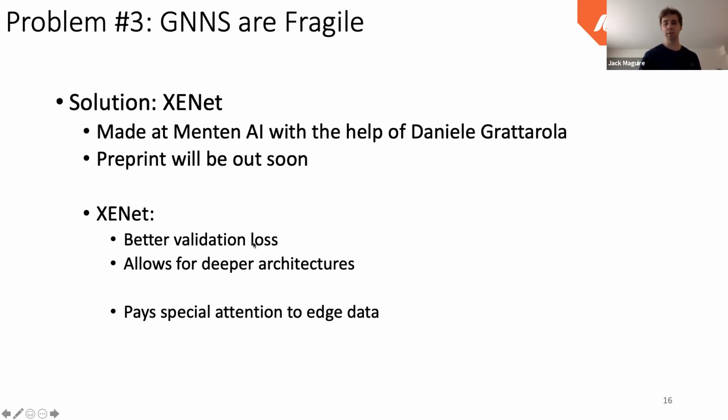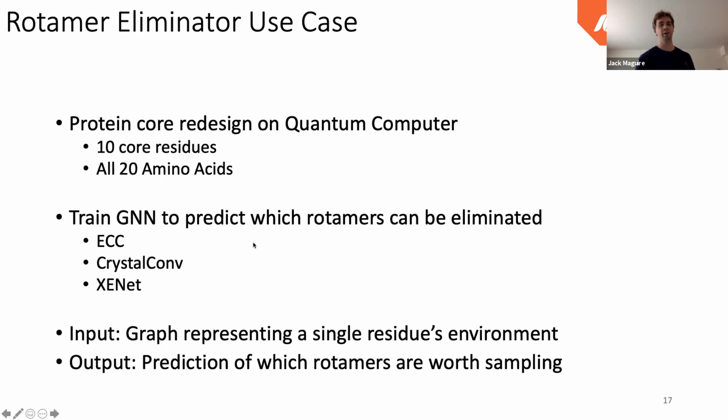This is a big claim to make, so I am gonna do a rapid use case. Forgive me if I skim over something because it's a lot to fit in. So we use this convolution to analyze a residue on a backbone, a residue position, and predict which rotamers are worth sampling during the packer. So just a quick gist, we have this protein core redesign, 10 core residues, all 20 amino acids using the Q packer, the quantum annealer.